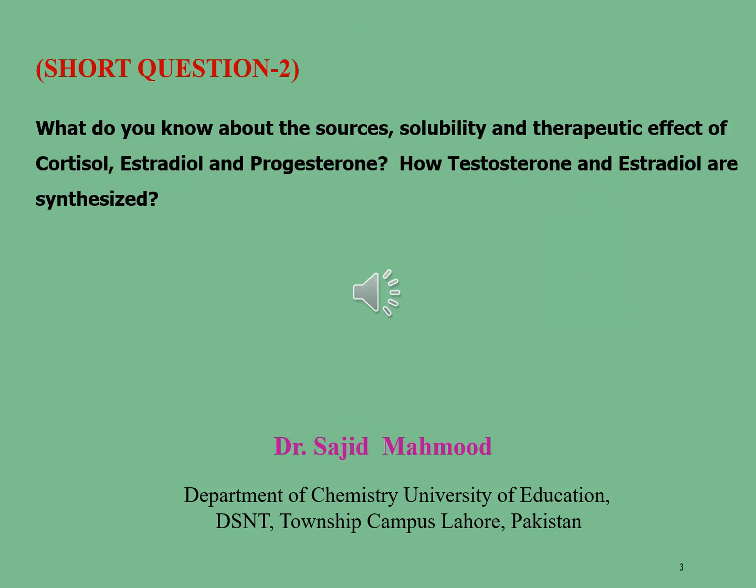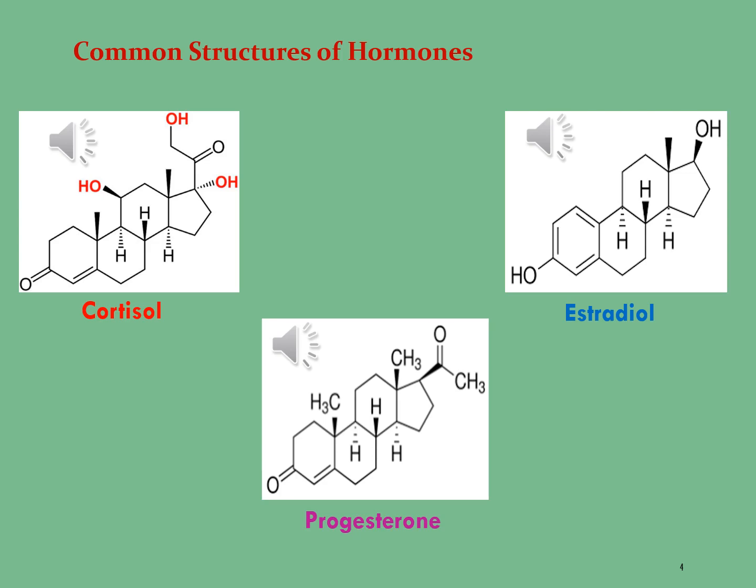What do you know about the sources, solubility, and therapeutic effect of cortisol, estradiol, and progesterone? How are testosterone and estradiol synthesized? You can see over here some important common structures of hormones, and these hormones are cortisol, progesterone, estradiol, aldosterone, testosterone, and dihydrotestosterone. Let's see the sources, uses, and solubility of these molecules respectively.